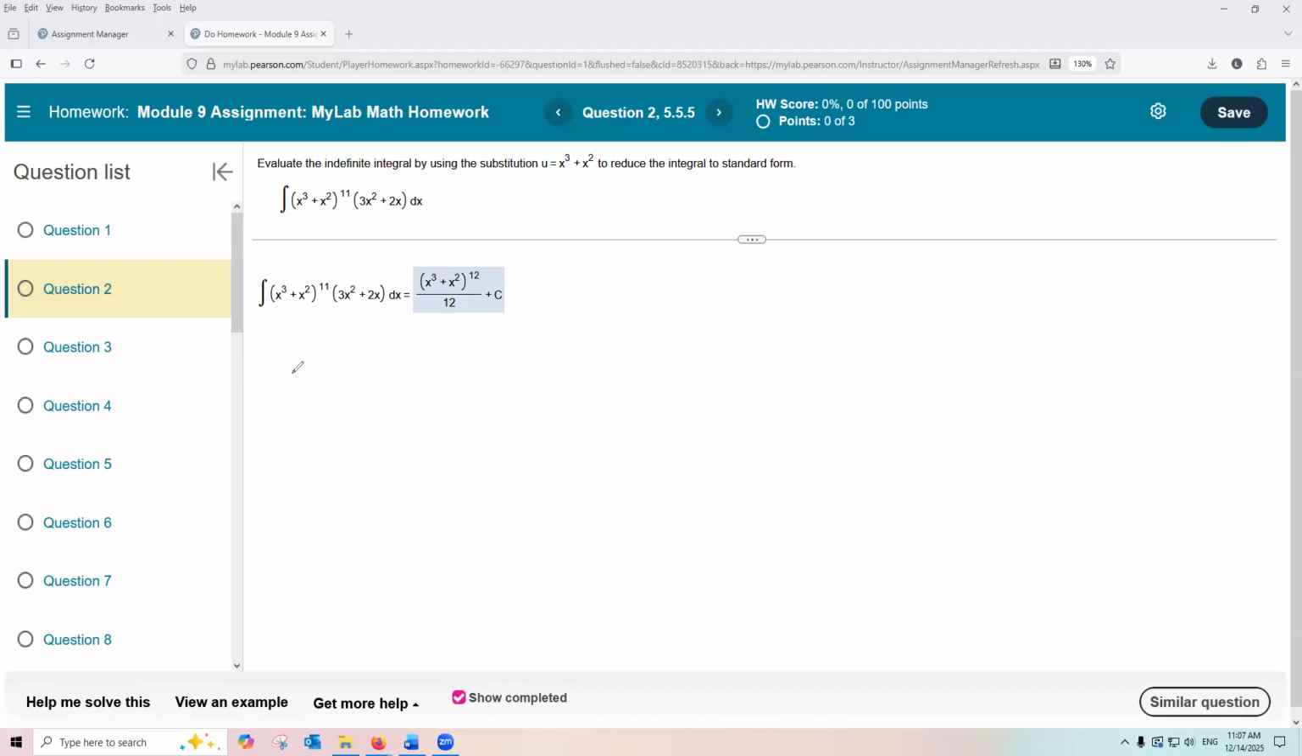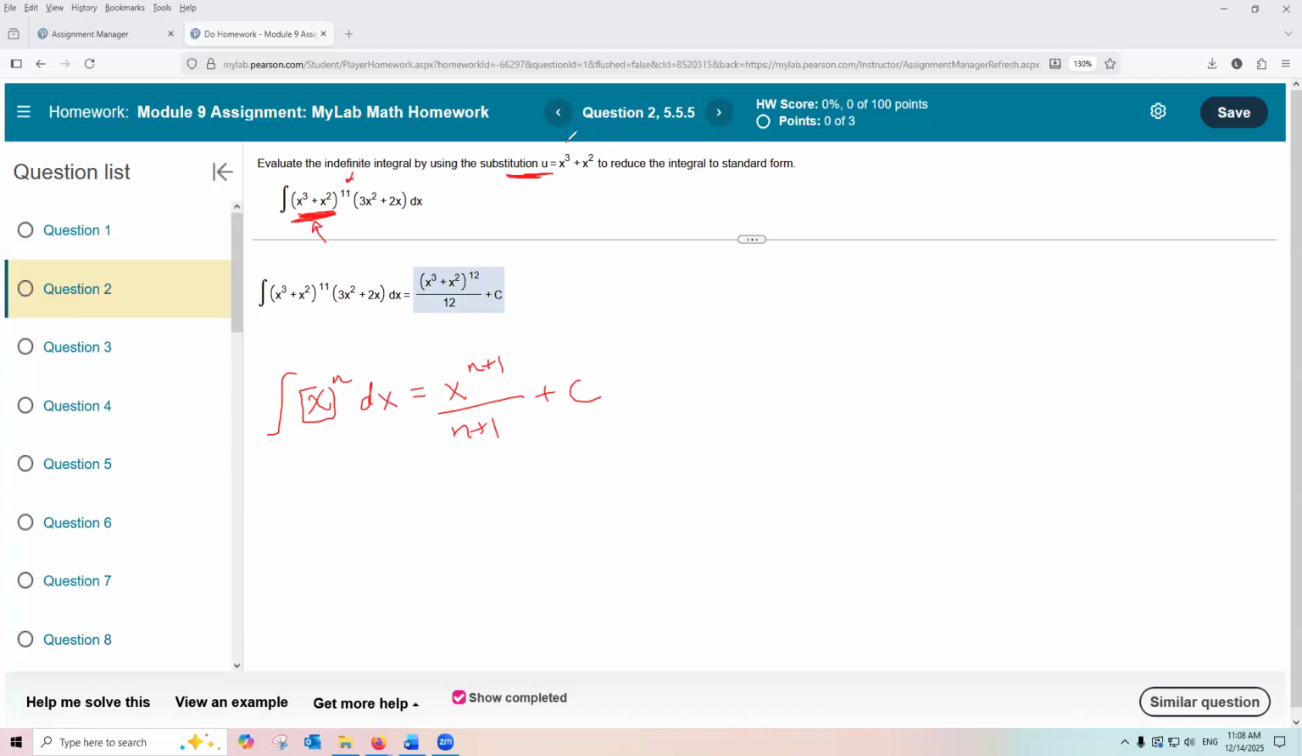So, for integration, we use this power rule that says the integral of x to the n is x to the n plus 1 over n plus 1. And so this rule, of course, works when we have x to an exponent. But what if we have a more complicated scenario like this parenthesis being raised to the exponent 11? Well, this is where we use something called a U substitution.